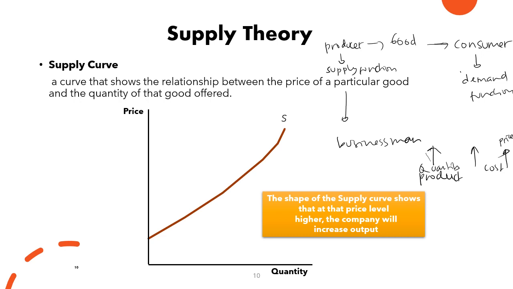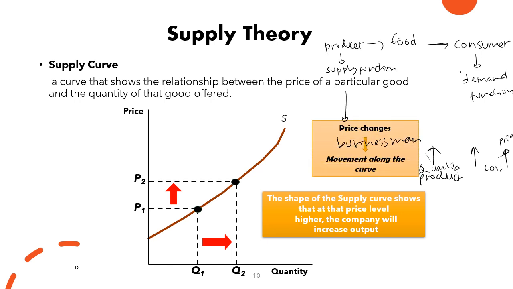So the shape of the supply curve shows that at a higher price level, the company will increase output. So here is Q1, for example, and it has a P1. Then we increase the quantity. We see here that the P is going to increase also. Okay.